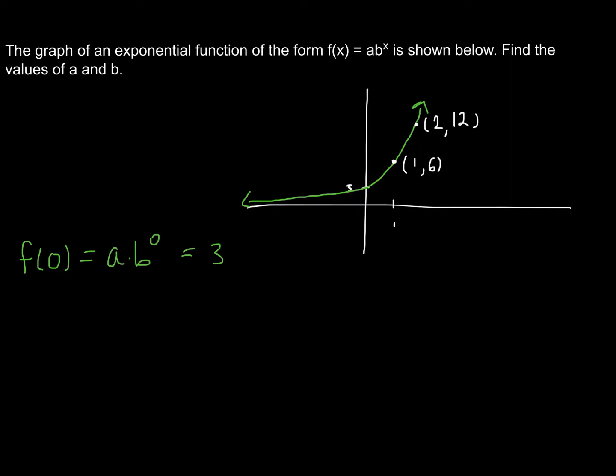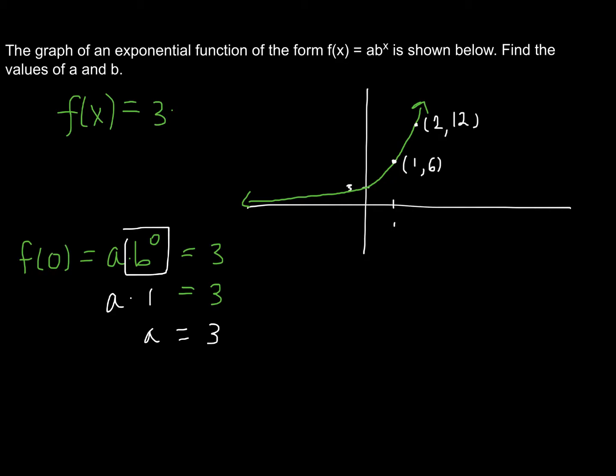Well, this actually gives me some information. Pause the video and try and see what information you now have. You'll notice that anything to the 0th power is 1. So I have a times 1 equals 3, which means that my a value must be equal to 3. And that's important because that helps me get part of the way towards my function. So I know f of x, my function, is going to be 3 times b to the x.